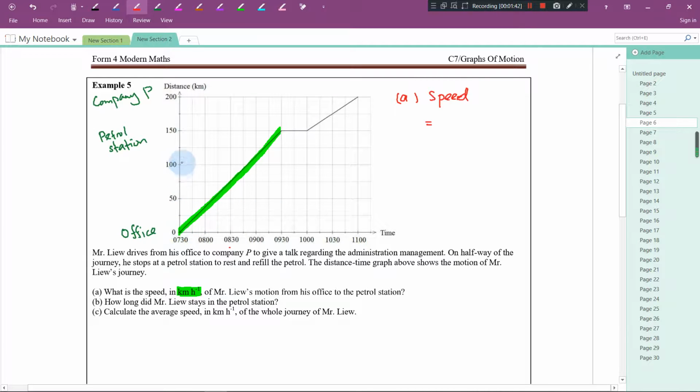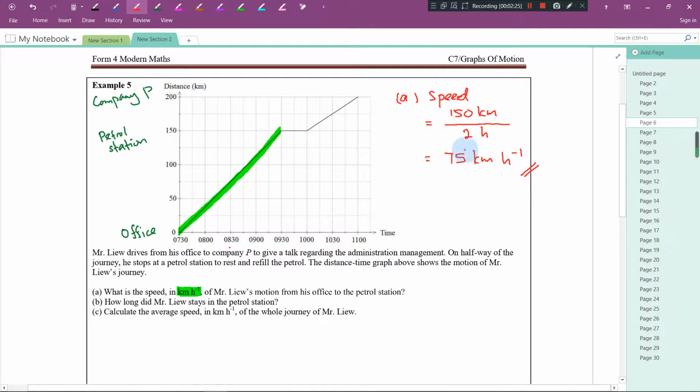The distance travelled is 150 kilometers, from 0 to 150. So what's the time taken for this part of the journey? Start at 7:30 a.m. and reach the petrol station at 9:30. It means that Mr. Liu used 2 hours from his office to the petrol station. So you just divide using a calculator, or calculate mentally: 75 kilometers per hour. So this is the answer for this part.